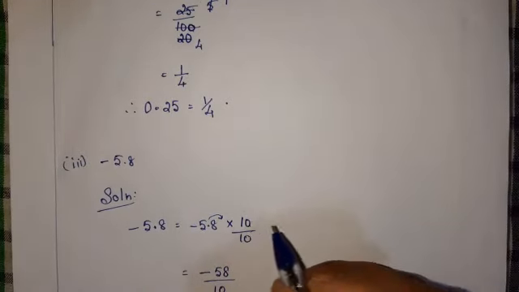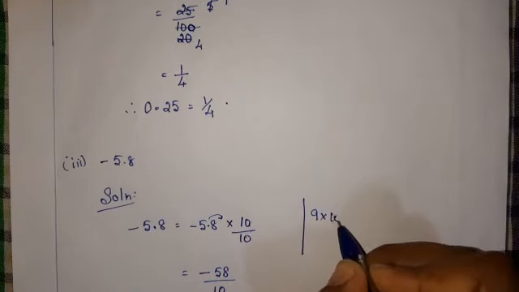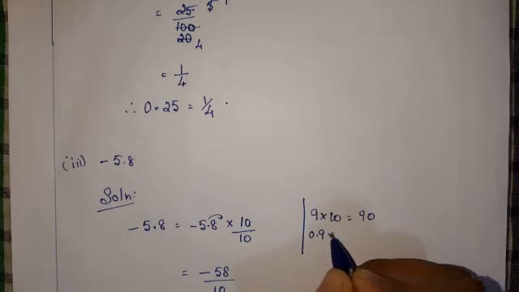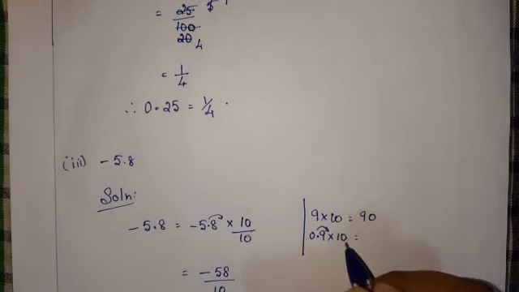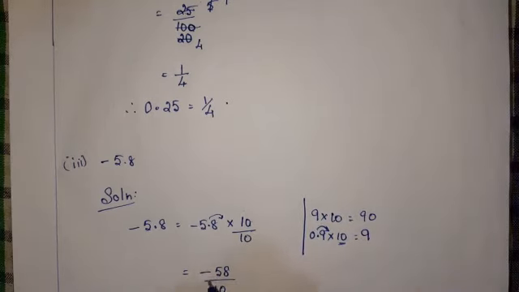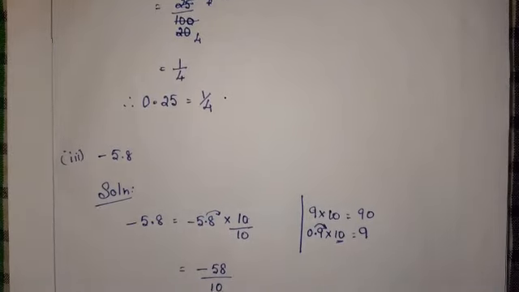Take 0.9 into 10, that is 9 into 10, 90. If you multiply 0.9 into 10, you have to skip right side once because only 1 zero. Therefore, the value is 9. Like that, here minus 58 by 10.